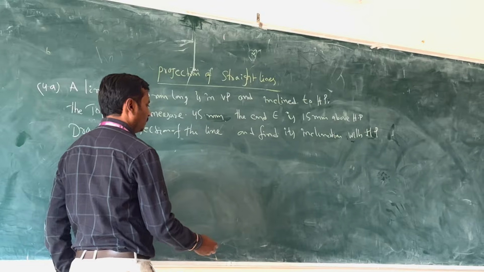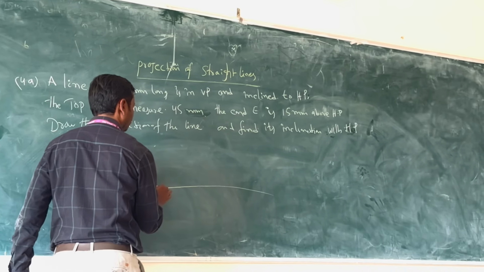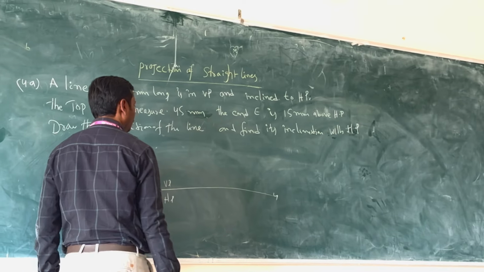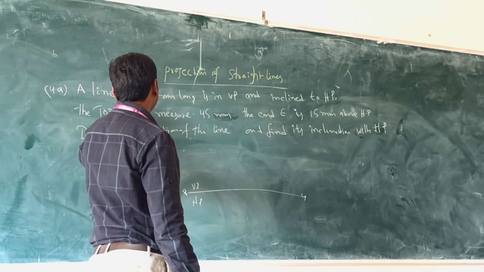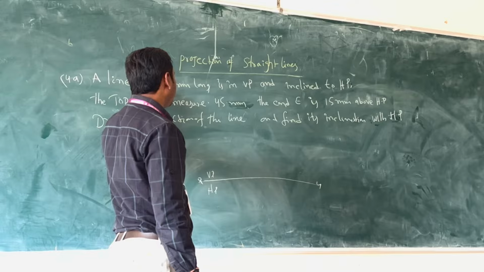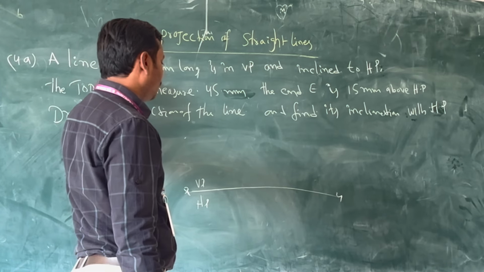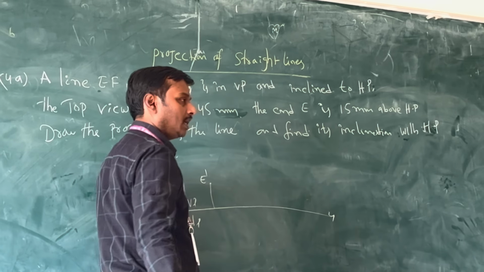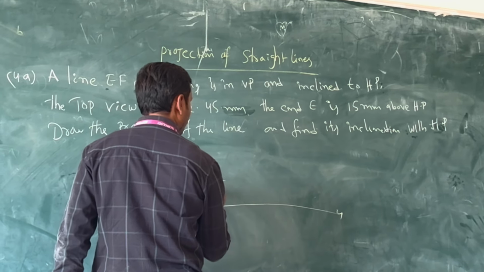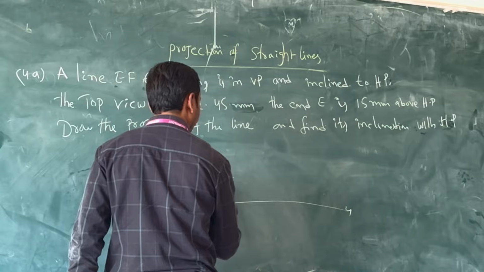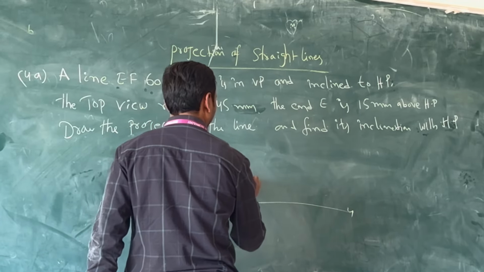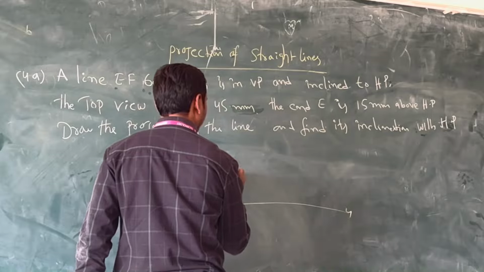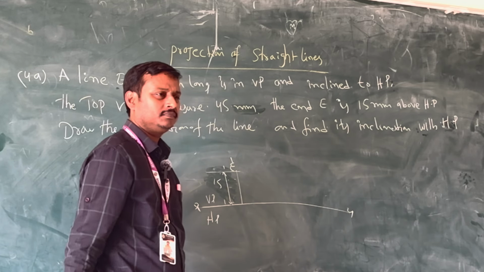Same. First of all, draw the XY line. VP, HP. What is the point name? E F. How much length? 60 mm. One end is above HP. E dash is above HP 15 mm.